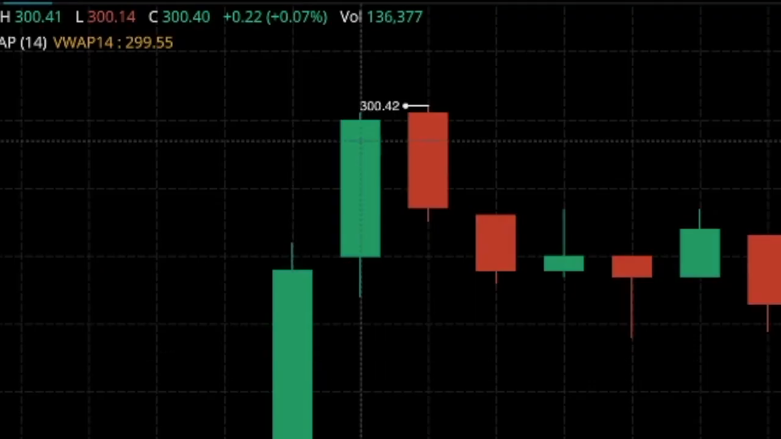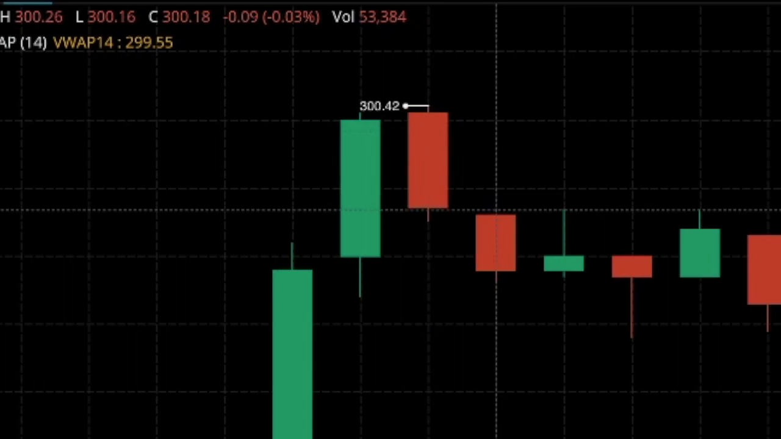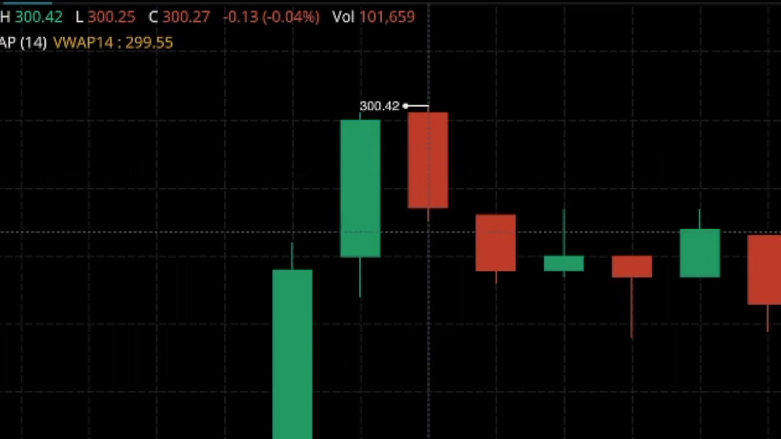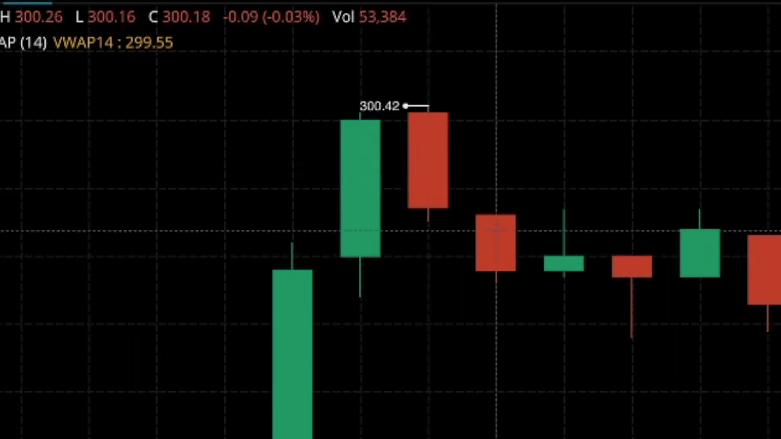Here we have our first bear candle. It's not the type of bear candle we really like to see. This has a fat body, hardly any wick. It means over this period of time, the bears decisively took back ground.